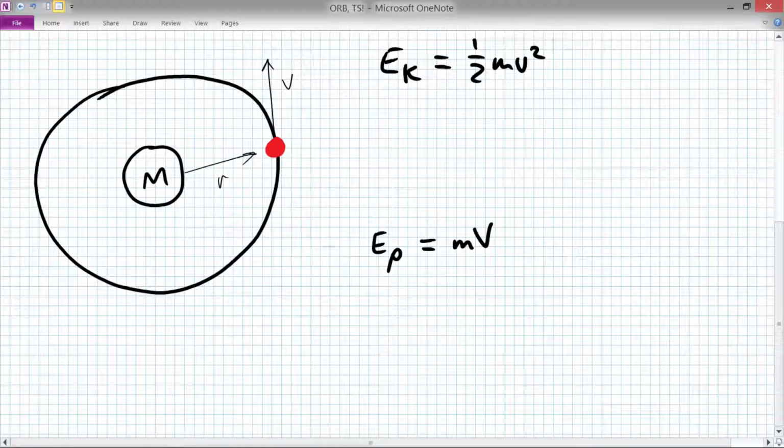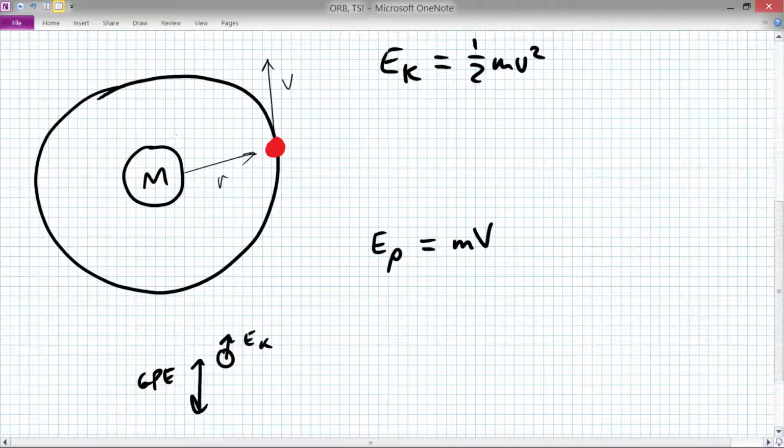So just like when we throw a ball up in the air, if I throw a tennis ball in the air, at some point we know it's going to have some GPE because of its height, and we know it's going to be moving, so it's going to have some EK as well. It's nice to consider the energetics of this problem. So what is the total energy of my mass that's orbiting?